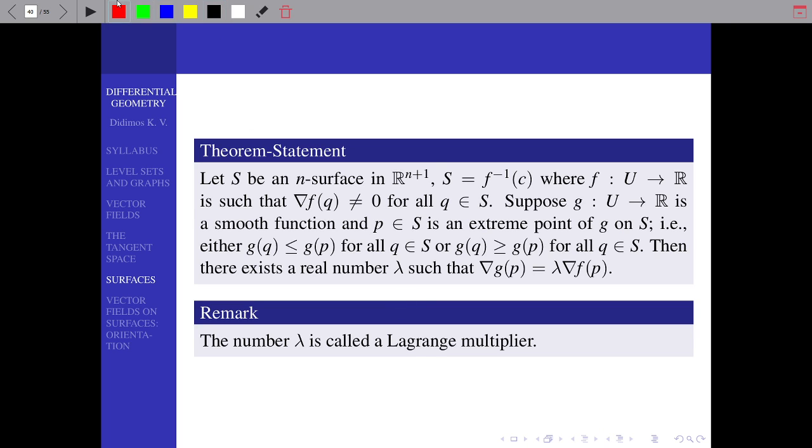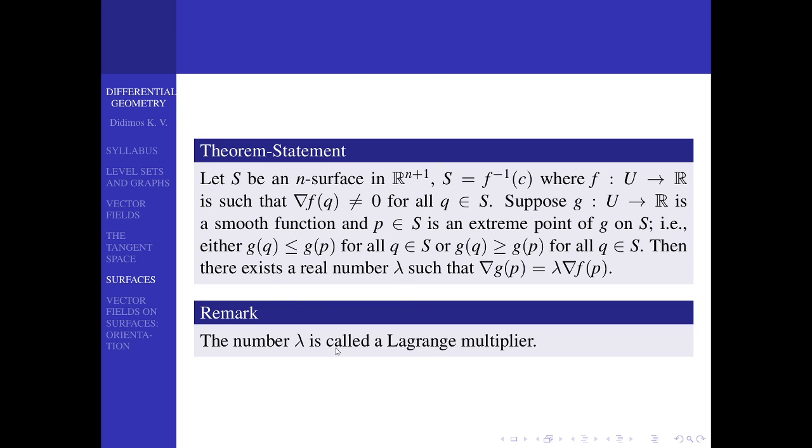Now we have a famous theorem, called the Lagrange multiplier theorem. Let S be an n surface in Rn plus 1, S equal to f inverse of c, where f is a function from U to R, where U is an open subset of Rn plus 1, with del f(q) not equal to 0 for all q belonging to S. Suppose g from U to R is a smooth function and p belonging to S is an extreme point of g.